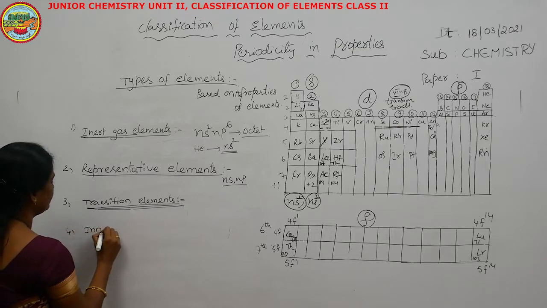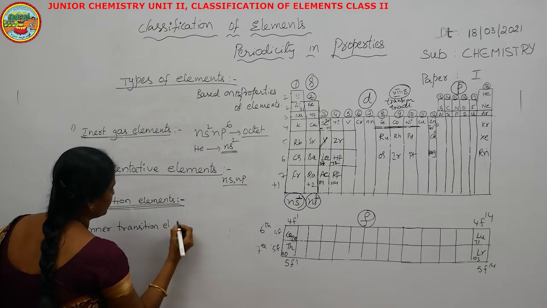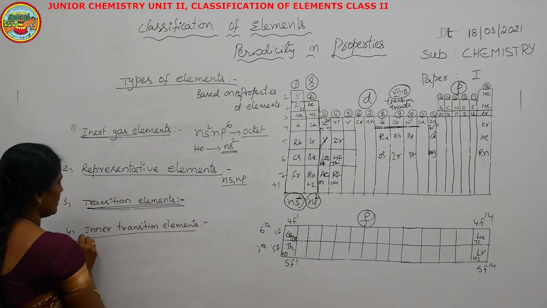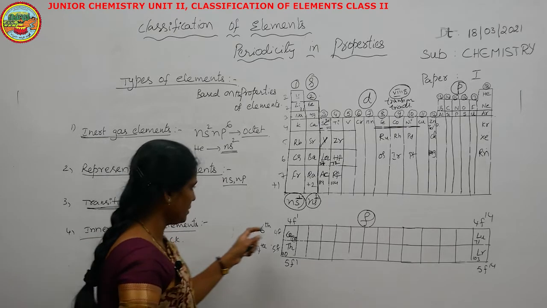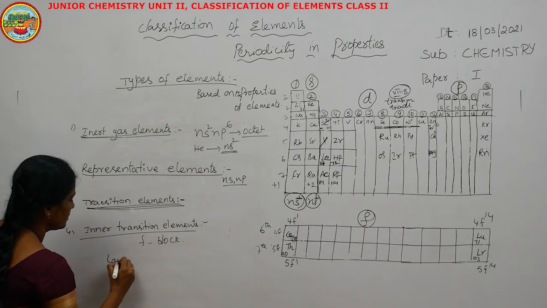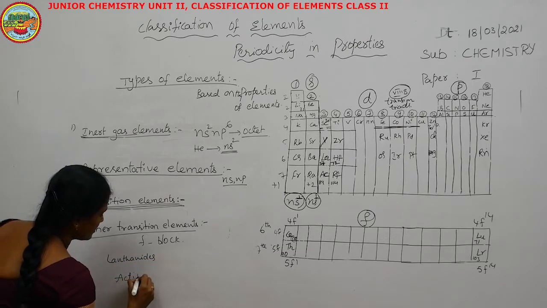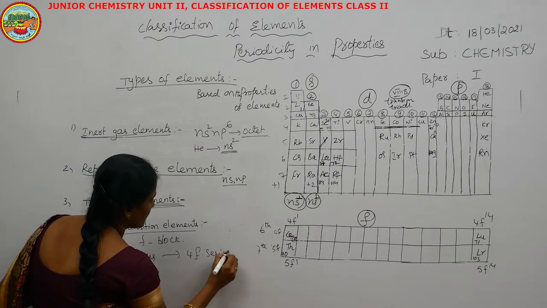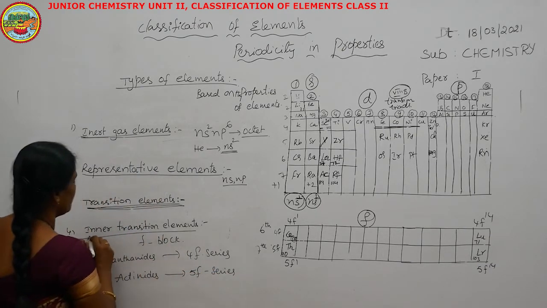Inner transition elements. Inner transition elements means F block elements. They are called inner transition elements. They are placed at the bottom of the periodic table. These are called lanthanides and actinides. Lanthanides means 4F series and 5F series. What is the definition of inner transition elements?